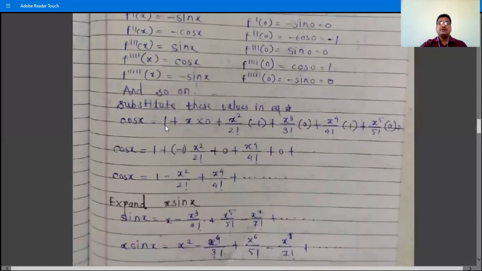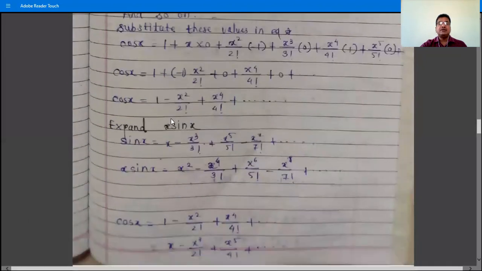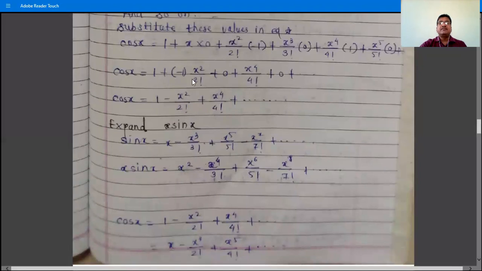So we have cos x as 1, this term becomes 0, this is minus x square by 2 factorial. This is x raised to 4 by 4 factorial into 1, which means plus, in this way. The next term is 0, but the term after that is minus x raised to 6 by 6 factorial. So cos x is 1 minus x square by 2 factorial plus x raised to 4 by 4 factorial. The next term is minus x raised to 6 by 6 factorial. You find the next term, and so on.